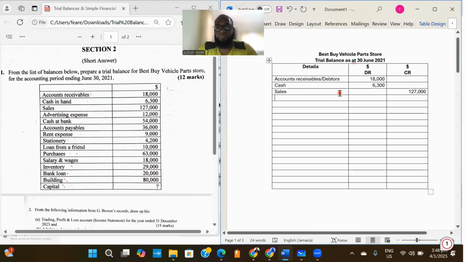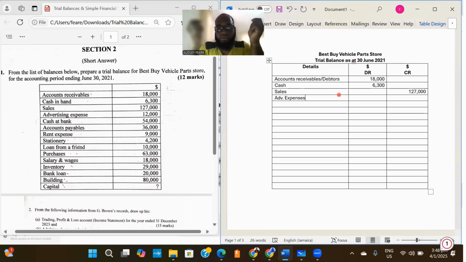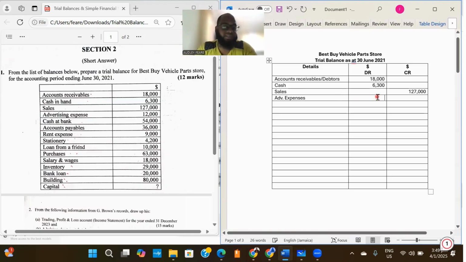All right, next one is advertising expenses. So advertising expenses, where does that go? All expenses will be debited. Why? Because you have to pay the money from either your cash or your bank account, which is an asset. And when an asset decreases, you credit. Therefore, the other account must be debited.